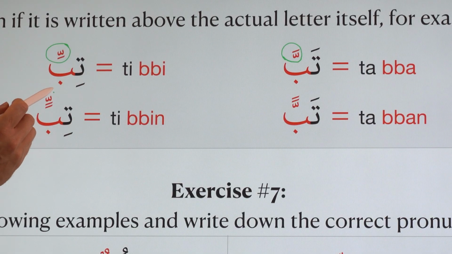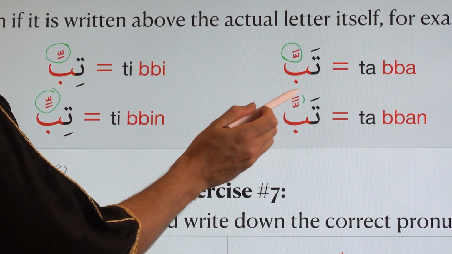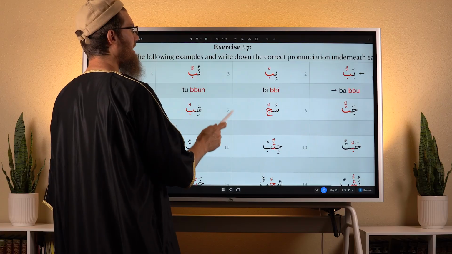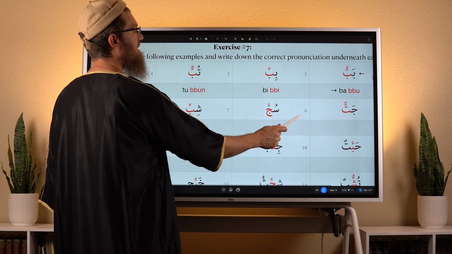And then we also give you examples with tanween. So this would be tanween kesra, and this would be tanween fatha, when they are combined with a shadda. So now let's go to the exercise and try number 6 together.